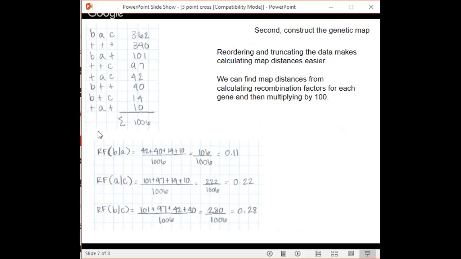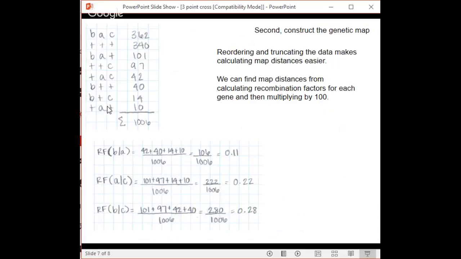So here I am again reordering the data and organizing it through gene order and from highest frequency to lowest frequency. I just do that because I know my parents are at the top and my double crossovers are at the bottom. And again, we can find the map distances just by calculating the recombination factors for each gene and then multiplying by 100. So we have the distance between B and A. They're right next to each other. So pretty much that's going to be the double crossovers and half of the single crossovers, which are these 2 right here. We come up with 0.11 or 11 centimorgans.